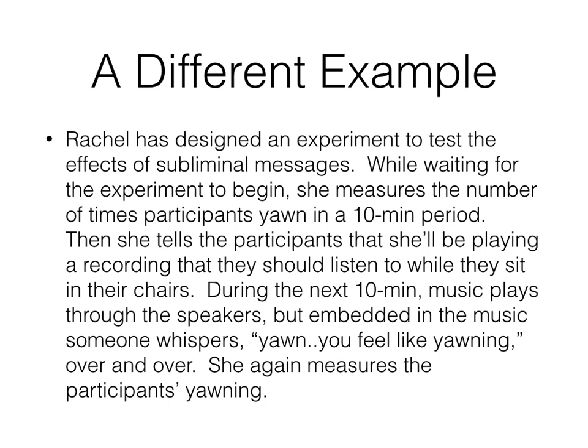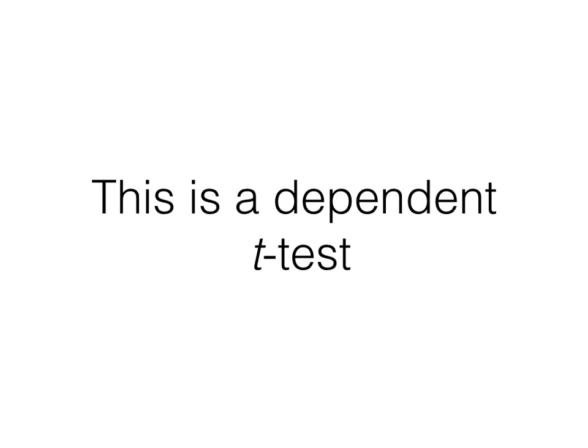So what she wants to see is, while people are listening to this music and hearing that subliminal message, "Yawn, you feel like yawning," do they actually yawn more than they did in the 10 minutes just before that? This kind of example is also going to use a t-test, but it's called a dependent t-test, and I'll show you why. It's not a single sample t-test, it's a dependent t-test or a dependent means t-test.